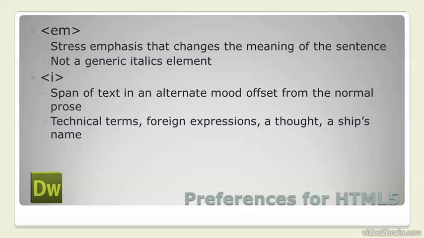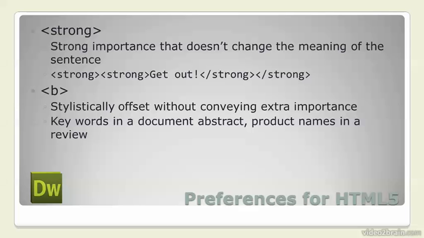i, on the other hand, should be a span of text in an alternate mood offset from the normal prose, something like a technical term, a foreign expression, a thought, or maybe a ship's name. The strong tag is redefined as meaning strong importance that doesn't change the meaning of the sentence. You can even nest strong tags together to give something even greater importance. The b tag is redefined as being stylistically offset without conveying extra importance, keywords in a document abstract, product names in a review, something like that.